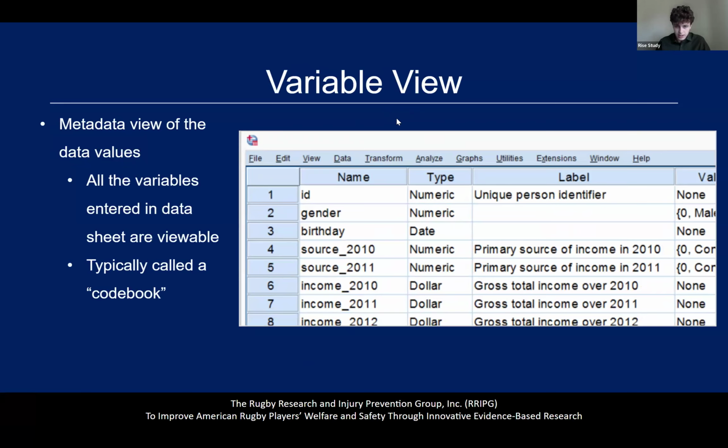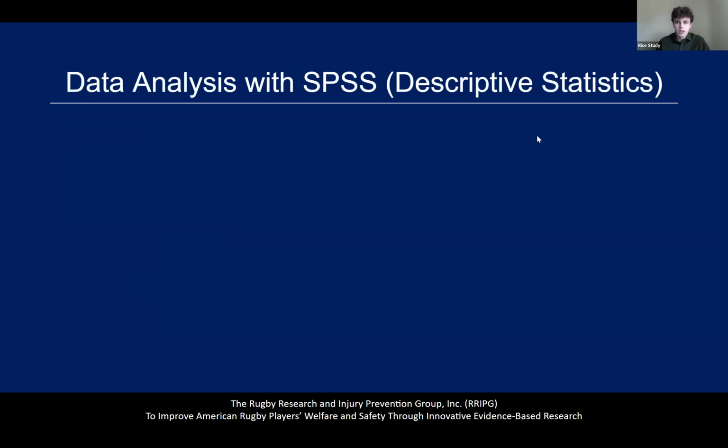So looking at the variable view, this is known as a meta view of all the data values, because all those variables are entered in the data sheet and they're viewable through that. Some can also be left blank, of course, if there is a missing data value, or that can be replaced with 999. This is typically called a code book in the data storage world.